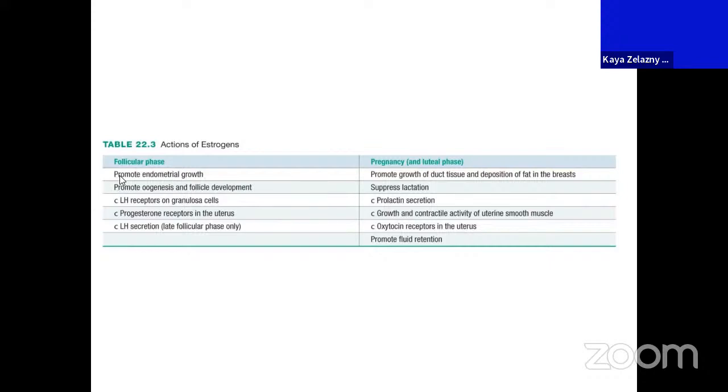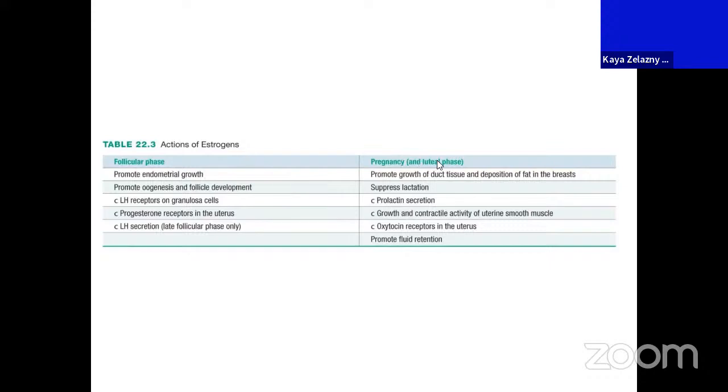In the uterus, they're telling the endometrium to grow, right? Because we're setting up for the secretory phase. So they're promoting endometrial growth during that proliferative phase of the uterine cycle. And here we see what is happening relative to some other hormones. So we have estrogen acting on LH receptors, we have it acting on progesterone receptors in the uterus, as well as on secretion of LH at all, happening kind of in that follicular phase.